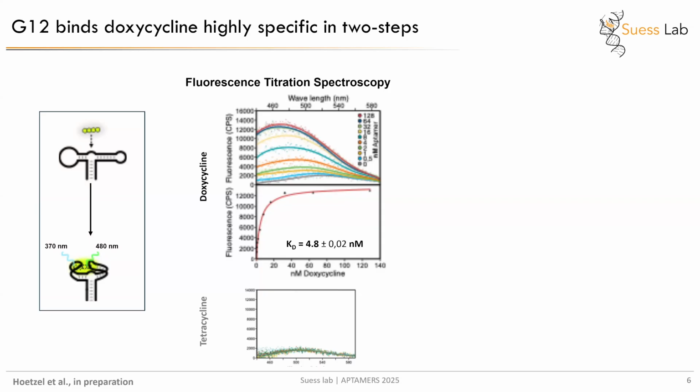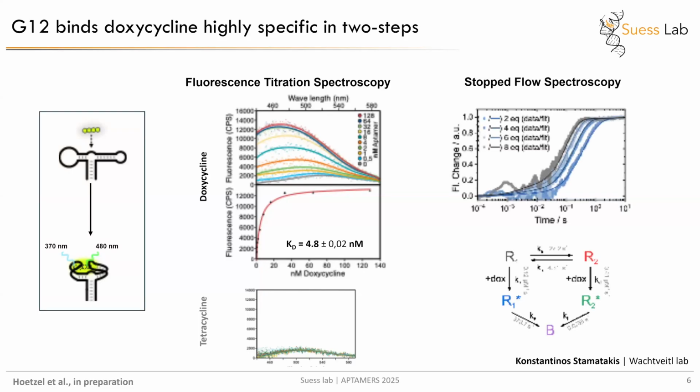And we also confirmed that by ITC. And when you do the same thing with tetracycline, we have no signal at all. So this aptamer perfectly discriminates between doxycycline and tetracycline. And when you have some cool characteristic like this on hand, you can do something else, which is stopped-flow spectroscopy, and the pictures here work.